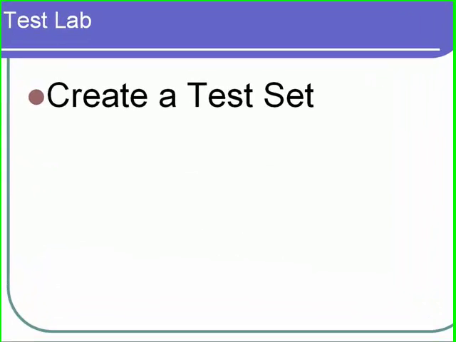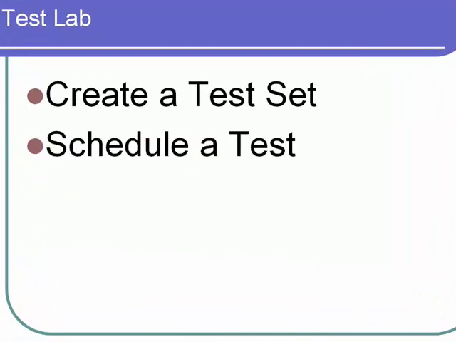The process flow in the test lab is: create a test set, schedule a test, run a test. Let's look at them one at a time.